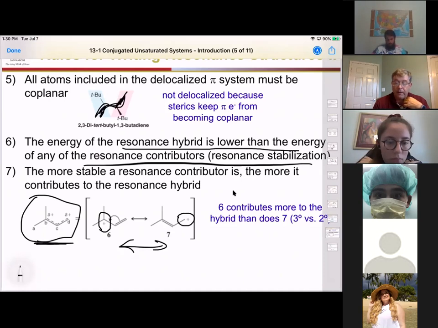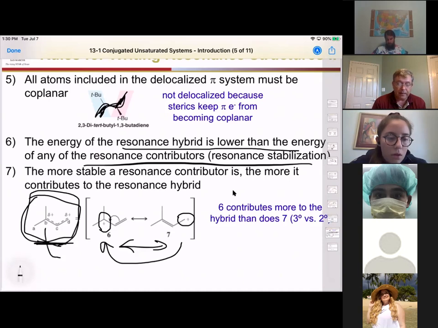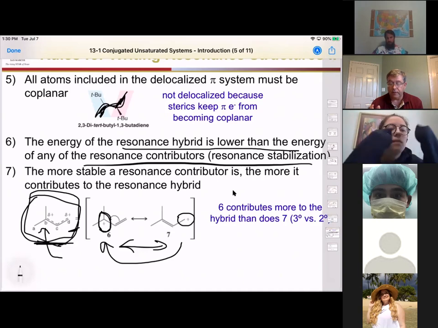However, they are not contributing equally. This resonance contributor here contributes more to the hybrid because it's the more stable of the resonance contributors. Even though our hybrid here is correct, we do know that this site actually contains that positive charge more often, has more positive charge than this side, because this is the more stable of the contributors, okay?